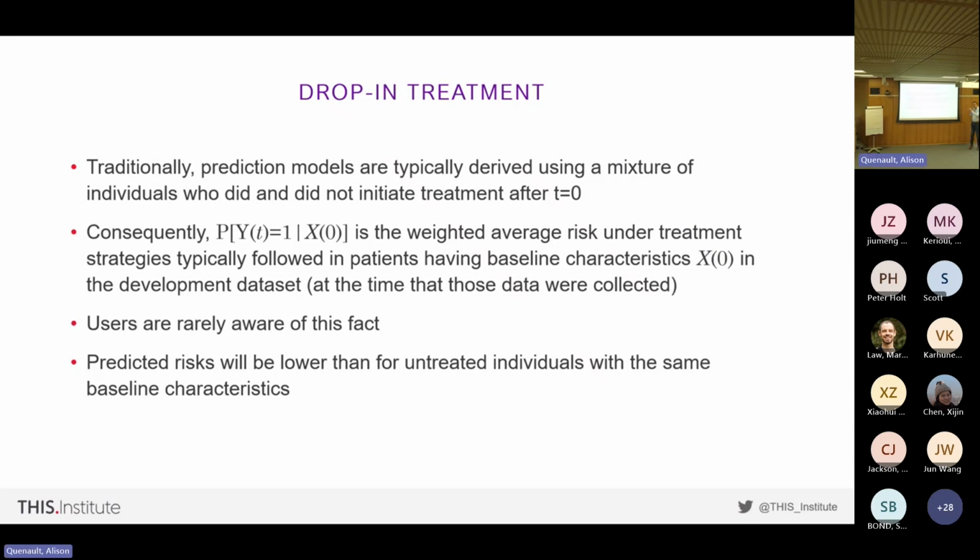So that means if you look at their outcomes, that's heavily influenced by the treatment policy that was followed in the development cohort. So basically, the predicted risk is a weighted average risk under treatment strategies typically followed in patients having baseline characteristics X0 in a development data set and at the time that those data were collected. So that strategy might have been different than what we would do now. Right? If we go back 20 years, which typically is true for QRISK, things were quite different then than they are now.